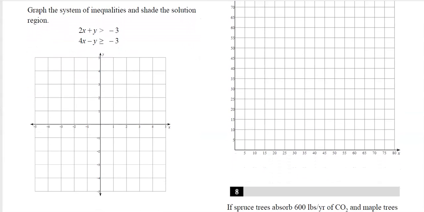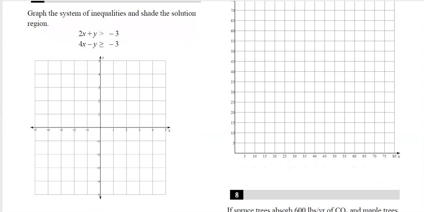Number 6, graph the system of inequalities and shade the solution. So you got to keep track of some things here. First of all, they are both in standard form, so I'm going to convert them to slope-intercept form. This one I'll do over here. I'm going to leave the y where it's at, and I'm going to move the 2x to the other side so it changes sign. And I think I'm ready to graph that one.